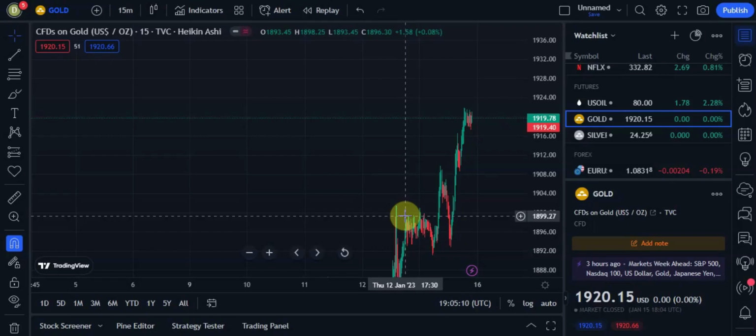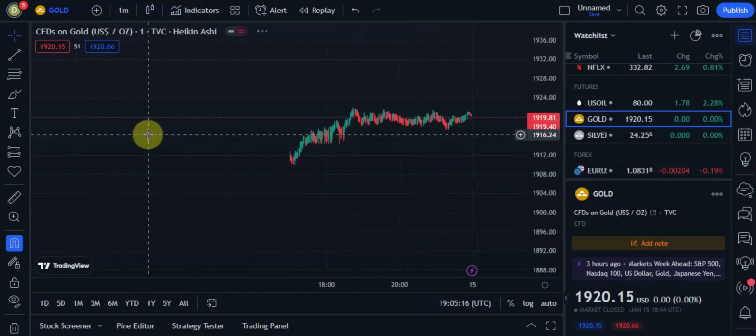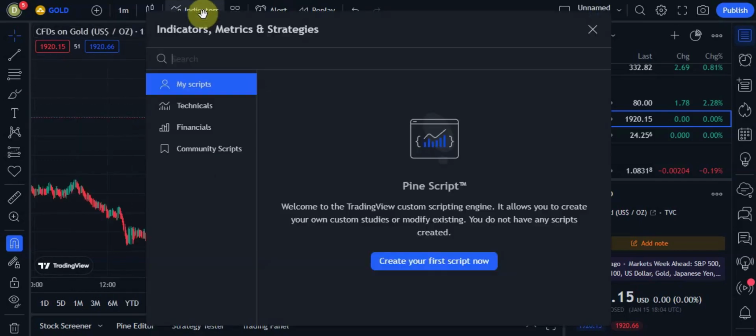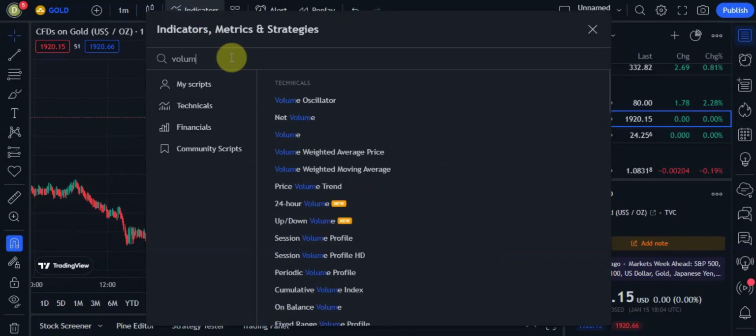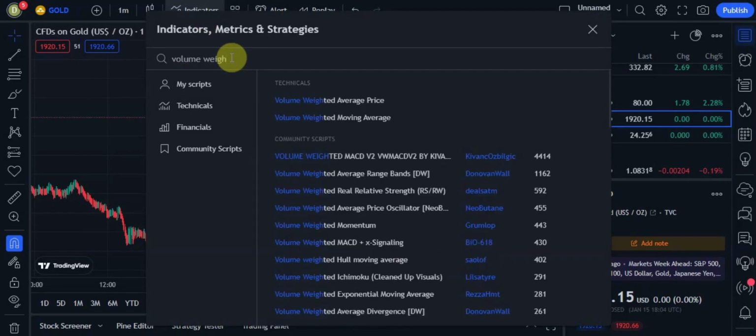Hello everyone, this is Daniel with uGenesys, and today I'm going to show you a very profitable trading strategy in TradingView, alright? So let's start off using a gold chart with a 1-minute time frame. Then let's click on our indicator section and type in volume weighted average price. Here we have it. Let's go ahead and click right here.